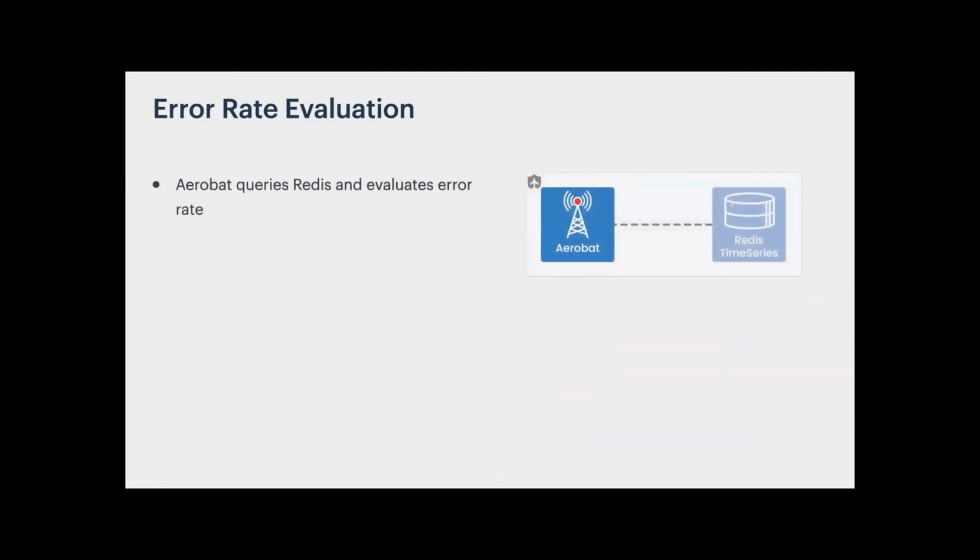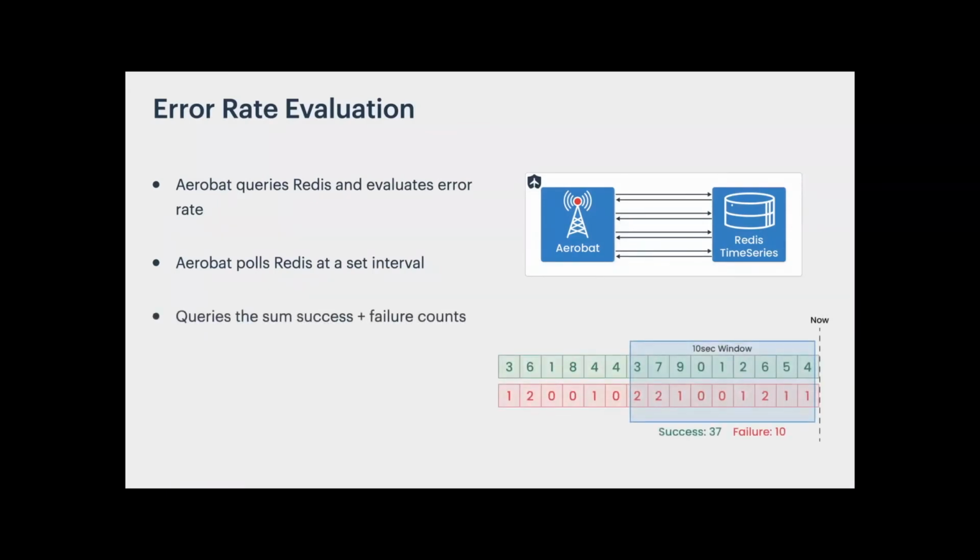The next stage in Tailslide's circuit breaking architecture is handled by AeroBat. AeroBat is a lightweight node application responsible for querying Redis and evaluating the current error rate of flags. AeroBat fetches data by polling Redis at a configurable interval, querying for the success and failure counts emitted by application microservices. Each poll queries for the success and failure counts over a developer-defined window of time. This window effectively acts as a sliding window, constantly checking the summed values starting at the time of the query.